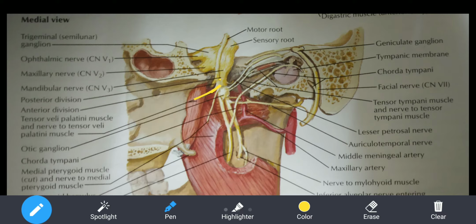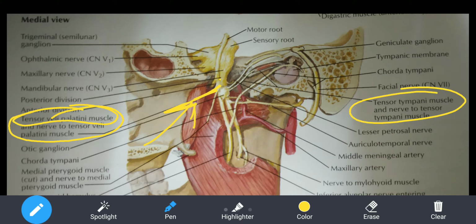Understood? See here what it is written: tensor veli palatini muscle. This is not medial pterygoid. Medial pterygoid is not seen from inside. I am sorry, it will be seen from the outside aspect. In the next diagram, this is the tensor veli palatini muscle, and it is going to take care of the opening of the eustachian tube. So these two tensors, and we saw the three elevators, three depressors. Now you know the only one depressor is lateral pterygoid out of the four important muscles of mastication.